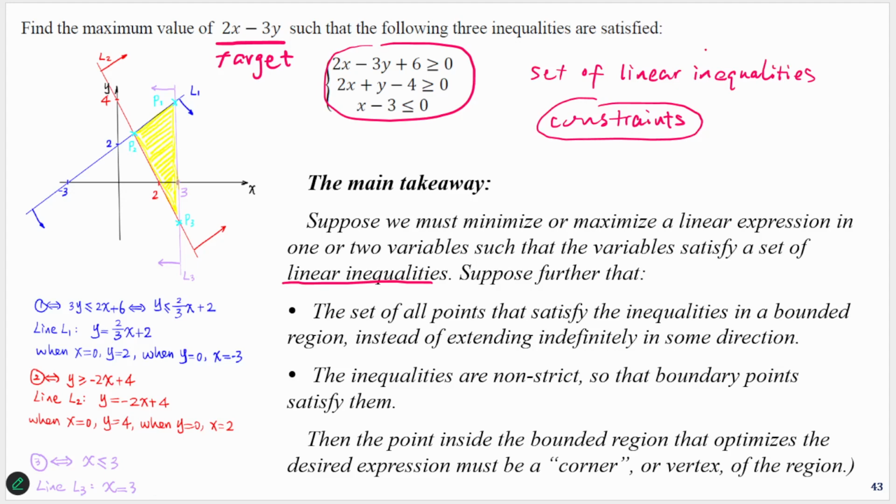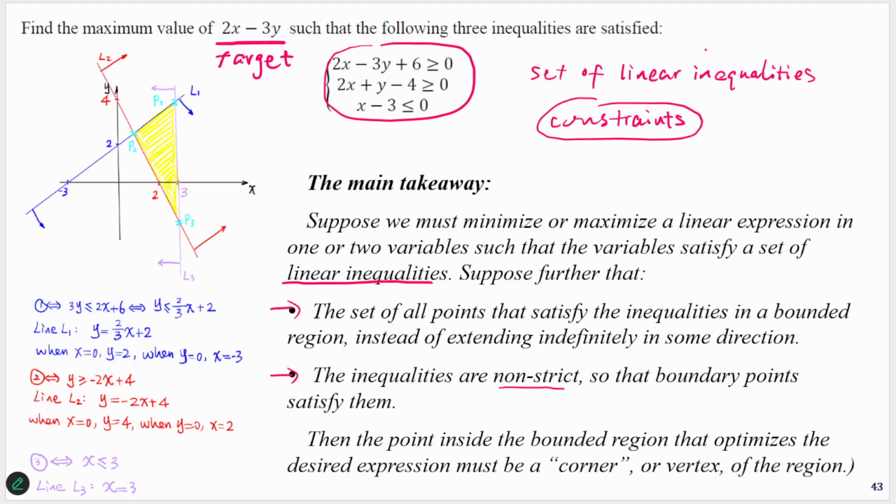So instead of extending indefinitely in some direction, if you have a bounded region and the inequalities are non-strict, so that boundary points can satisfy them. Sometimes if the boundary cannot be reached, you cannot find the optimum value. So this is also important. The inequalities are non-strict, so that boundary points satisfy them.